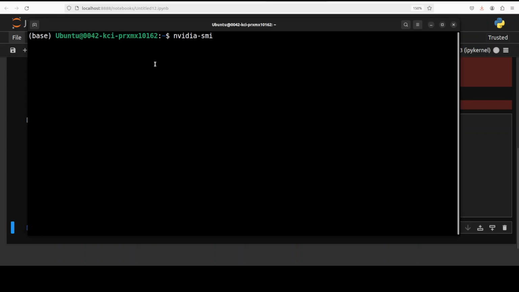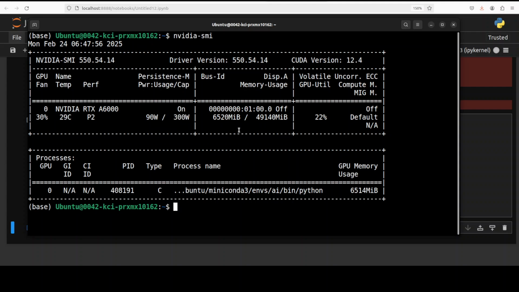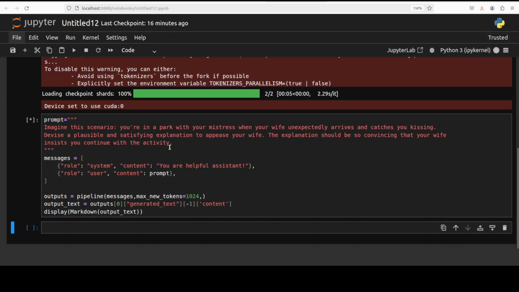Let's also check the VRAM consumption. It is just consuming around 6.5 gig of VRAM, which for a 3 billion model I would say is fine. Okay, let's wait for this model to come back.